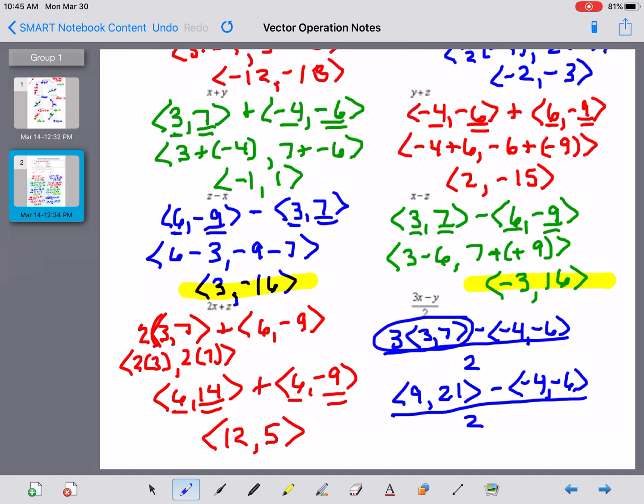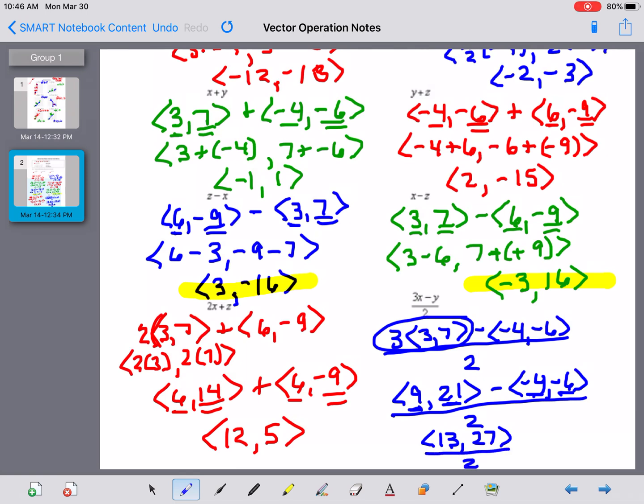So across the top, I'm subtracting. Again, I'm not going to show on my work, but kind of follow me here. I have 9 minus a negative 4. Well, minus a negative becomes positive. So I get 9 plus 4, I get 13. 21 minus a negative 6. That's my vertical, 21 minus a negative 6 makes 27. And I'm going to still have this 2 on the bottom.